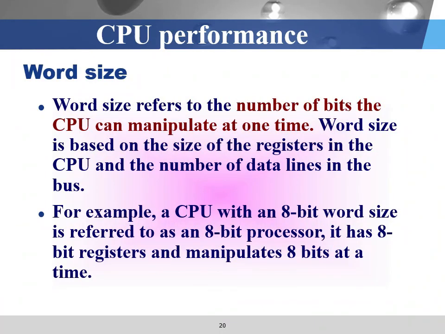The word size refers to the number of bits the CPU can manipulate at one time. So as you can see from the previous processors, some of them we call 16-bit CPU, some of them we call 32-bit CPU. That is the word size of the CPU. So of course, if a CPU can manipulate more bits, it can actually process more data.